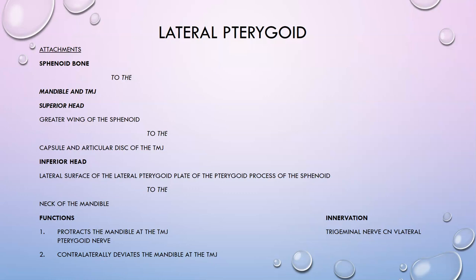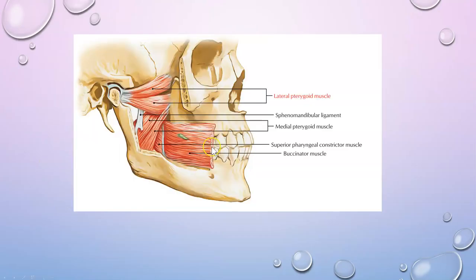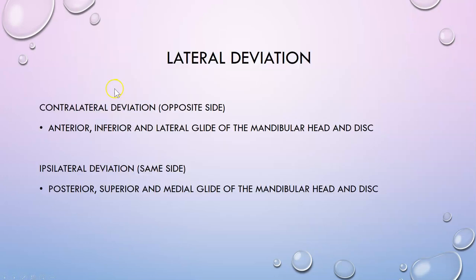The inferior head is on the lateral surface of the lateral pterygoid plate of the pterygoid process of the sphenoid. It is a small area on the sphenoid this is attached to, and it goes to the neck of the mandible. So we see here that here is the neck of the mandible, the inferior head at the bottom here. And we see that the superior head attaches to the joint capsule, and also some fibers attach to the articular meniscus or disc that we see here.